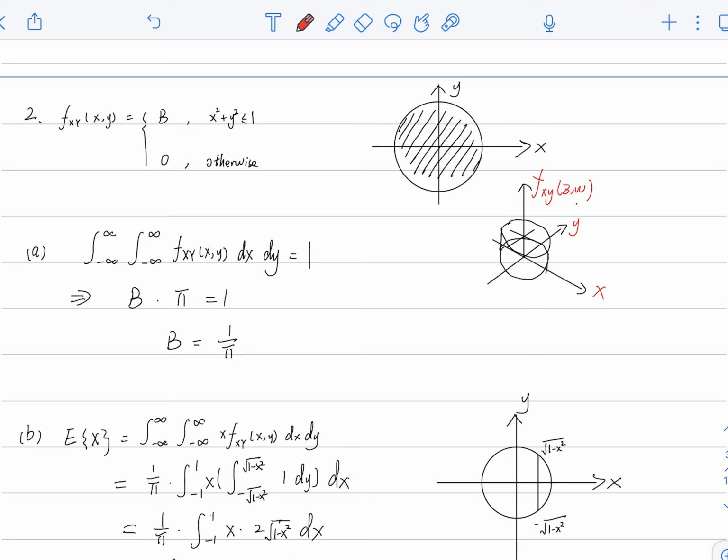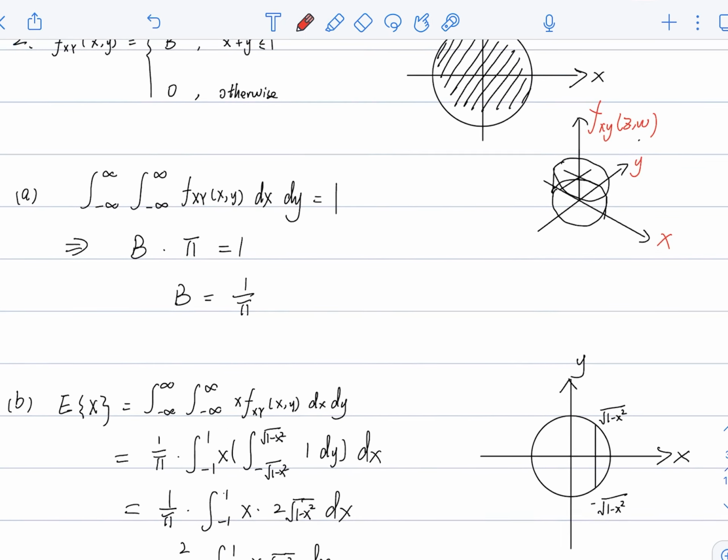Sub-question A needs us to find b so that f(x,y) is a valid joint probability density function. So we calculate the integral of f(x,y) dx dy, and we know that the integral is equal to 1 because it is a valid joint probability density function.